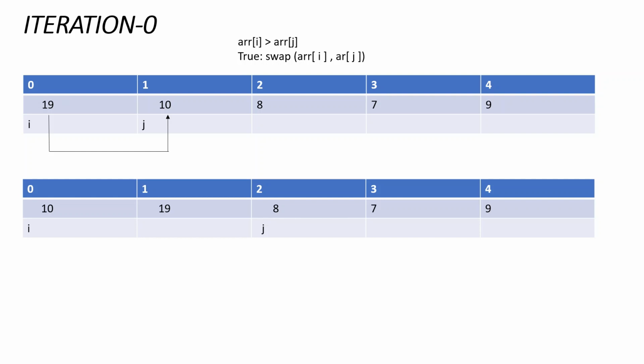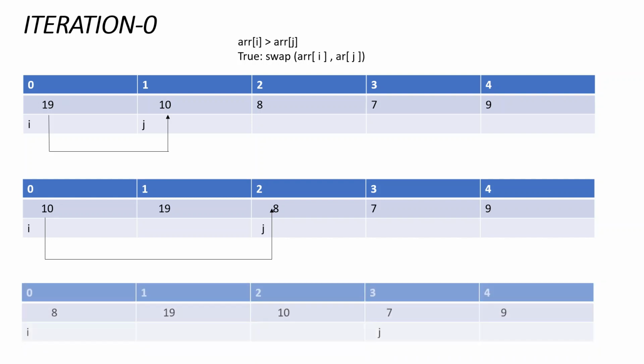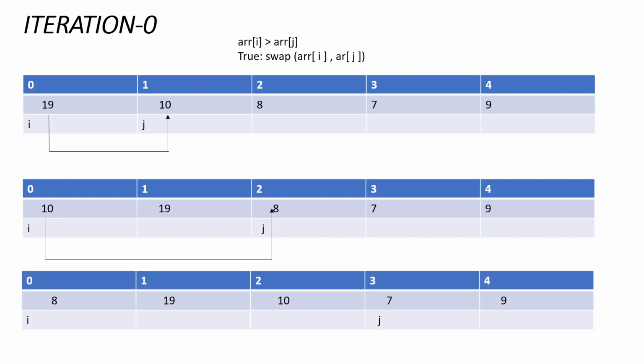Now again I have to check the condition whether the element at 0 index is greater than the element at second index or not. Here the element at 0 index is 10 and the element at second index is 8. Here 10 is greater than 8. That means it is satisfying the condition. Whenever the condition is satisfied, I have to swap the elements at those indexes. After swapping, at 0 index the element is 8 and at second index the element is 10. Now again I am incrementing j by 1. Now j is at third index.